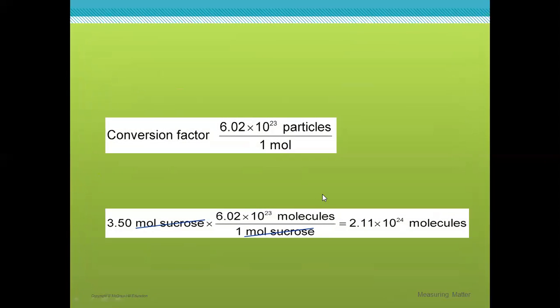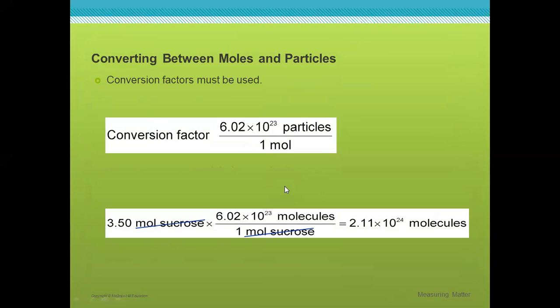After that, this is the equation that we are going to use to account the number of molecules, number of ions, or number of formula units. Conversion factors must be used. The conversion factor equals 6.02 times 10 power 23 particles divided by mole. How can we get the number of molecules, or number of atoms, or number of ions? It equals the number of moles times Avogadro's number.